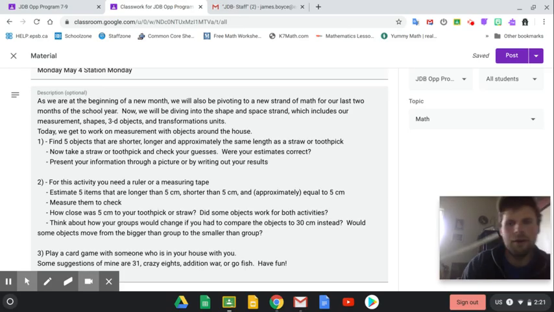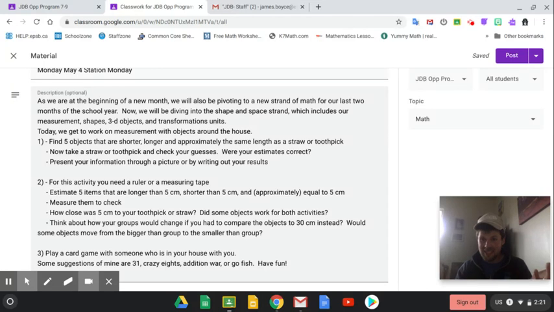We're trying to find 5 objects of the same length. Now, you might not be able to find 5 of those, but I do have about 5. Like, this book is approximately the same length, and there's other objects. Your goal is to find 5 shorter, 5 longer, and 5 the same. Then you're going to take your straw or your toothpick or your spoon or pen or whatever, and you're going to compare. And you're going to see, were your estimates correct? Because first we're guessing, then we're going to check.